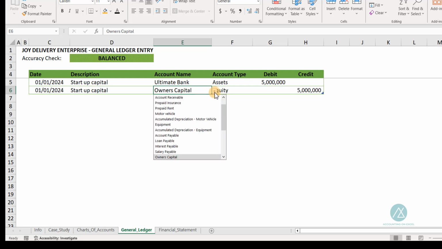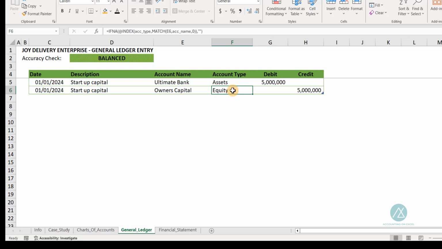So immediately you select the owner's capital, which is an equity account, it will just pop up equity, right? Then it will be a credit entry. So for owner's capital, the default balance is credit. So when you put 5 million there, it increases the owner's capital, right? For those that are not accountants, just follow me. It's quite easy. The more you keep doing it, the more you understand, right? So let's go back to the case study.